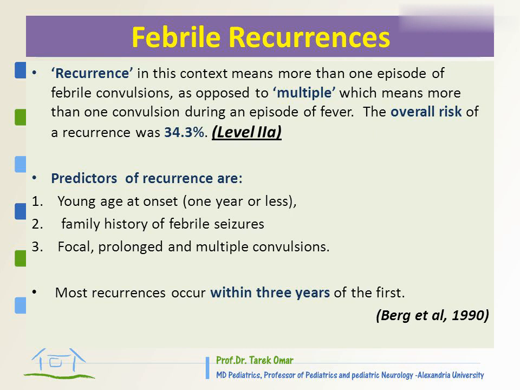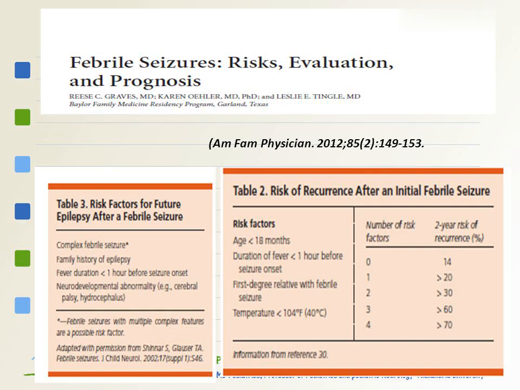Level 1A. Predictors of recurrence are: young age at onset, 1 year or less; family history of febrile seizures; focal, prolonged and multiple convulsions. Most recurrences occur within 3 years of the first. Berg et al., 1990. Am Fam Physician, 2012, 85, 149 to 153.